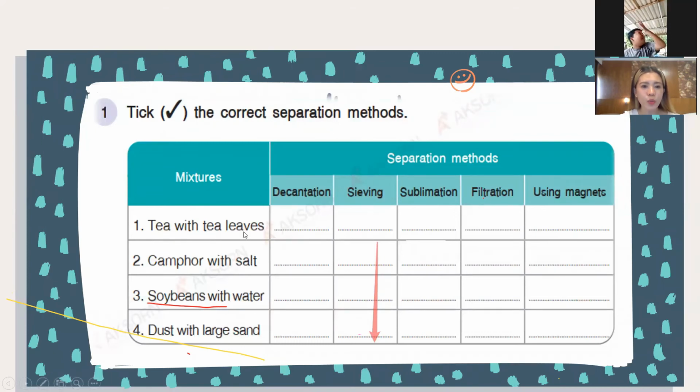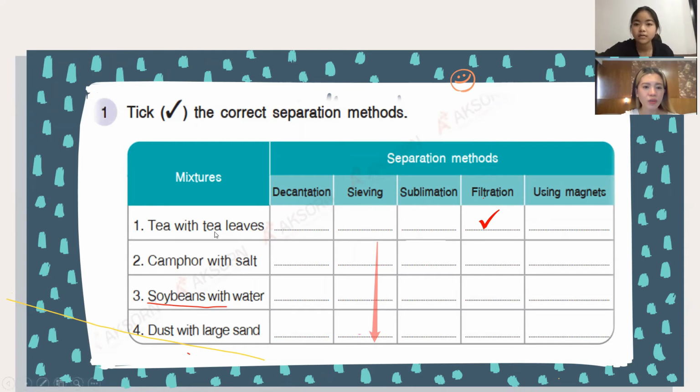How do we separate this one? This is a mixture of solid and liquid. Is it decantation, sieving, sublimation, filtration, or using magnets? Sieving. Filtration. Very good. It is filtration. You have to filter so that the tea will pass through the filter and the tea will be left. Okay? Next.